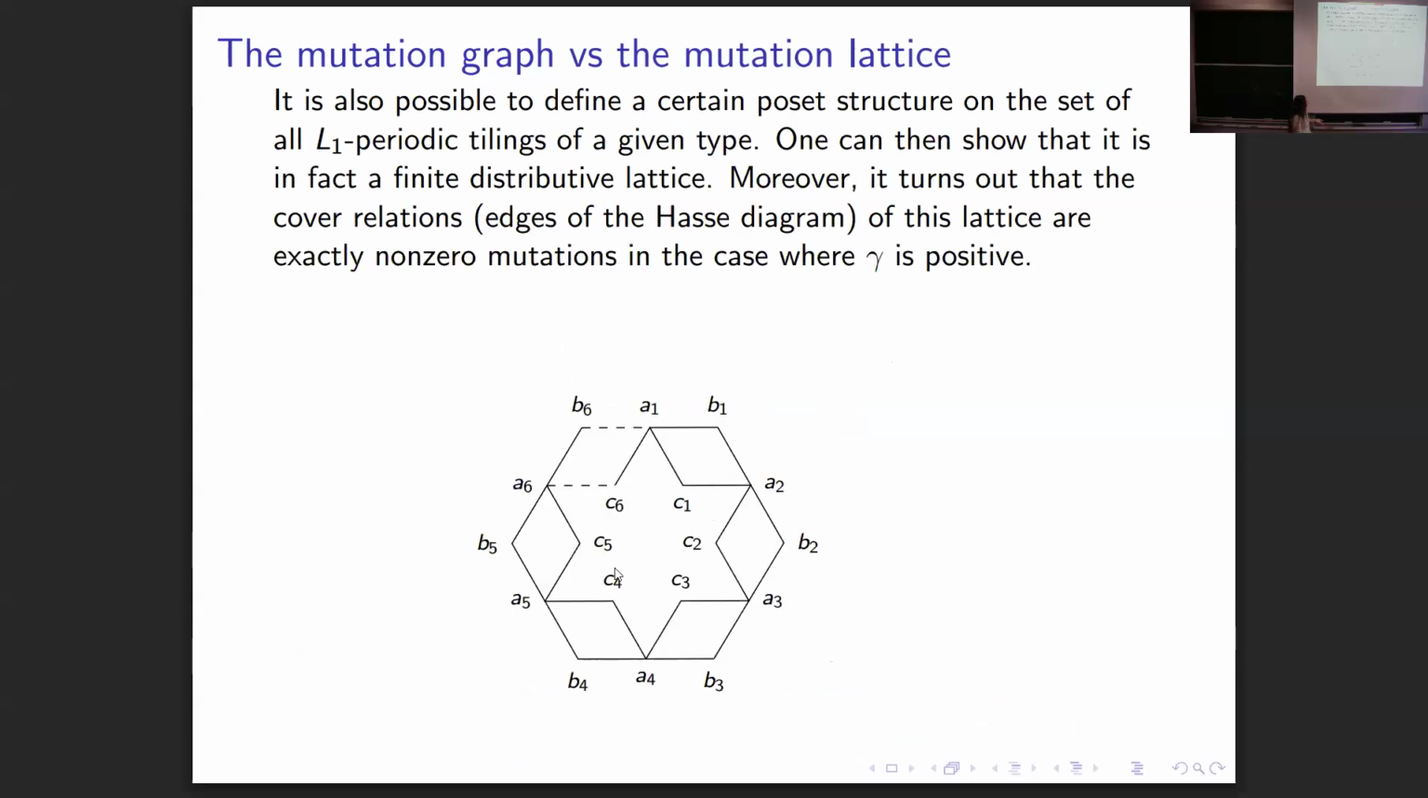So this was my graph, right? The dashed edges are the ones where I'm mutated at 0. I say I don't allow this. And with that, I unwrap my thing, and that becomes a lattice, which I can prove is a distributive lattice with edges that are non-zero mutations, well, edges of the Hasse diagram.